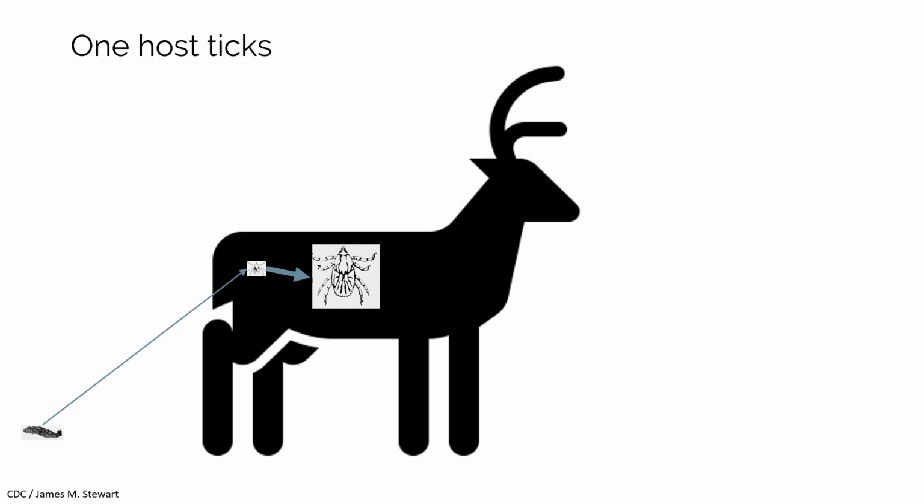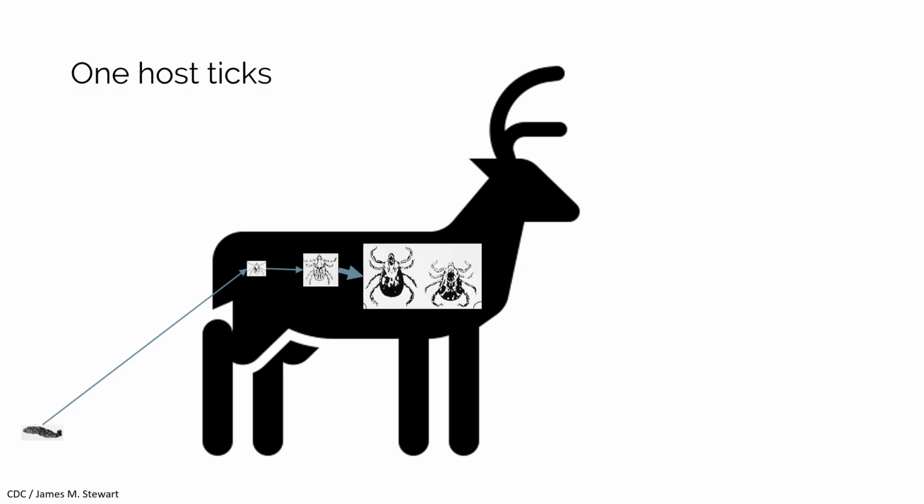After feeding for a few days, larvae molt into nymphs while remaining on this host, and then feed on the same host again, before molting into adults. Adults feed and mate on the host, and after mating, the adults detach from the host and females lay their eggs. An example of a one-host tick species is the Dermacentor albipictus, otherwise known as the winter tick or the moose tick. Overall, one-host ticks are not a major human health threat, but can be devastating to wildlife and livestock.